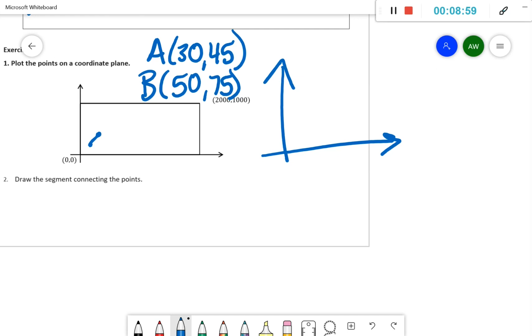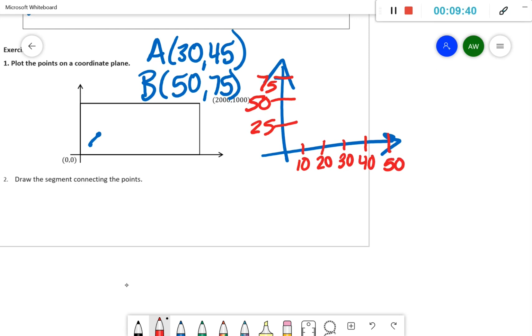So on my y-axis, I know that the top of my y-axis has to be at 75. I'm going to split this into intervals of about 25 because I know 25 goes into 75. So here I'll be at 25 on the y-axis, here I'll be at 50, and then up at the top I'll be at 75. Now on the x-axis, it looks like I need to plot 30 and 50. So I'm going to plot in intervals of 10 on the x-axis. So here we'll have 10, 20, 30, 40, and 50.